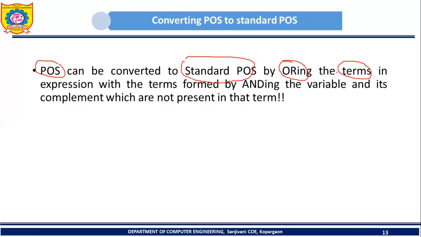So what you have to do? You have to perform OR operation between the term which has a missing literal and the second term. The second term is the term that is formed by performing AND operation on the missing variable, the variable which is missing in this term. You have to perform AND operation between that variable and its complement. Let's take one example. After that, it will be more clear to you.